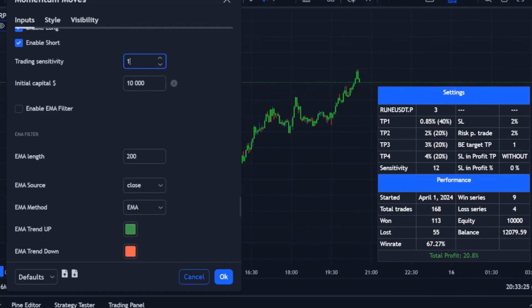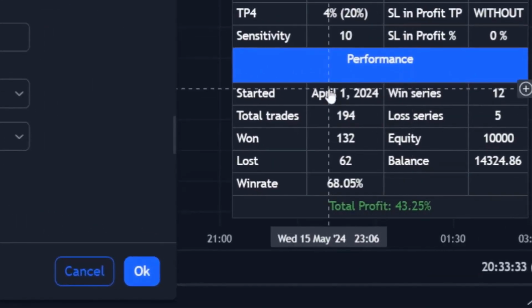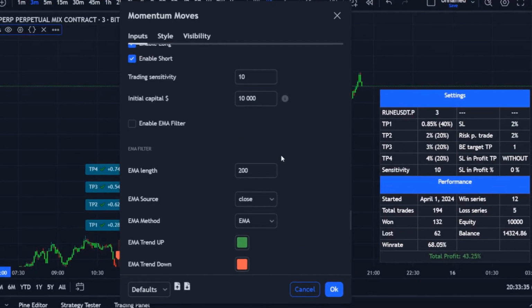And now we will go to the trading sensitivity because I want to show you. Let's just set it to 10. We will see right now that we have made 43.25% in 1.5 months. And 1x leverage, we are still here.